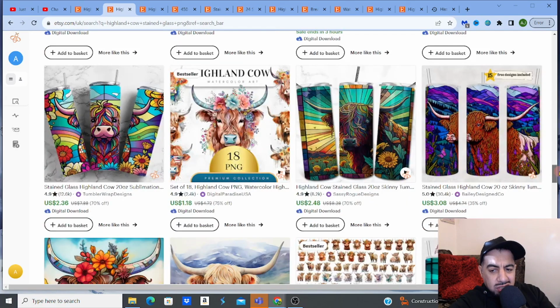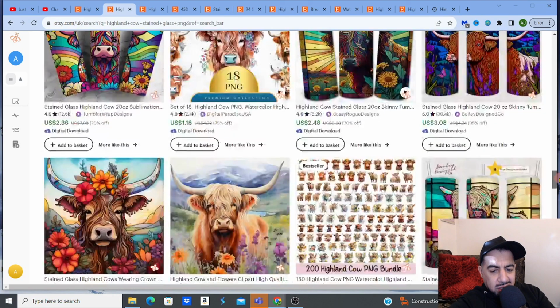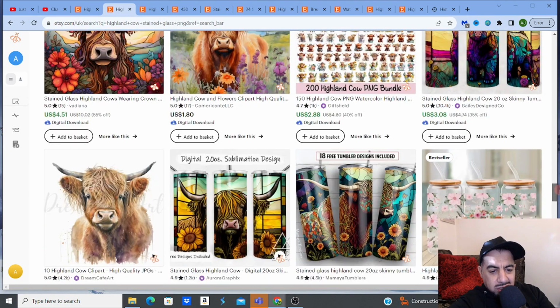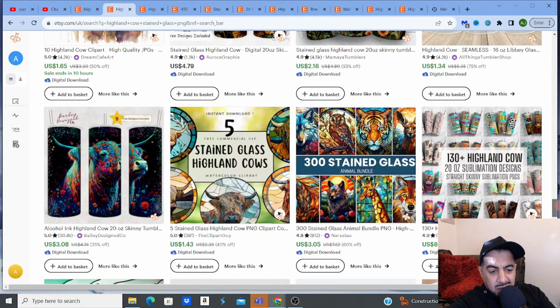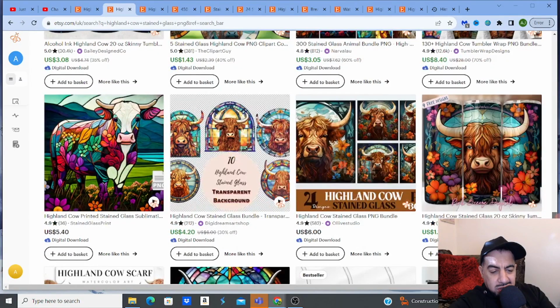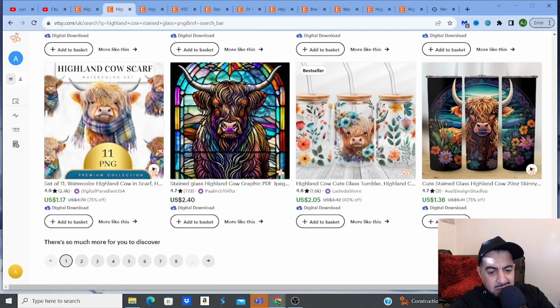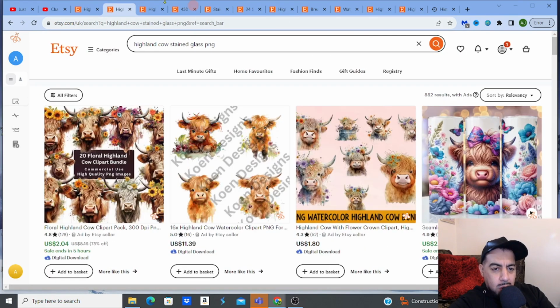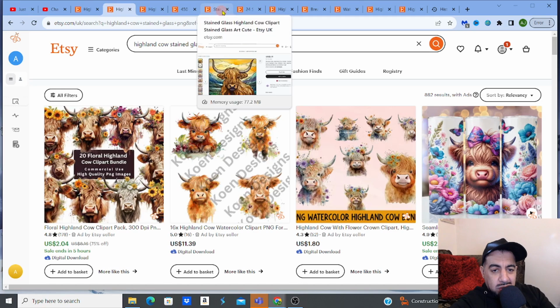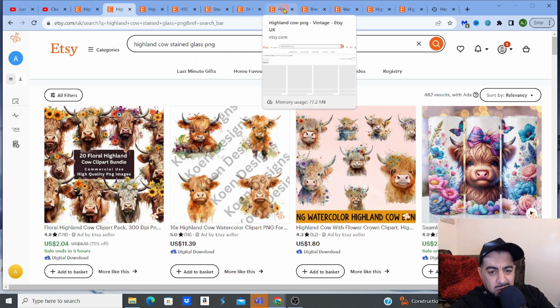And I've just touched on a particular niche in terms of the Highland cow. But obviously, if I type in stained glass, you'll see loads of different types of stained glass design styles in many different ideas and designs. So that's the stained glass. That's one. Now, obviously, these are things that will continue in 2024. It's something that you may want to consider to do designs on, for sure, in your own particular niche. Now, let's go to the next one.